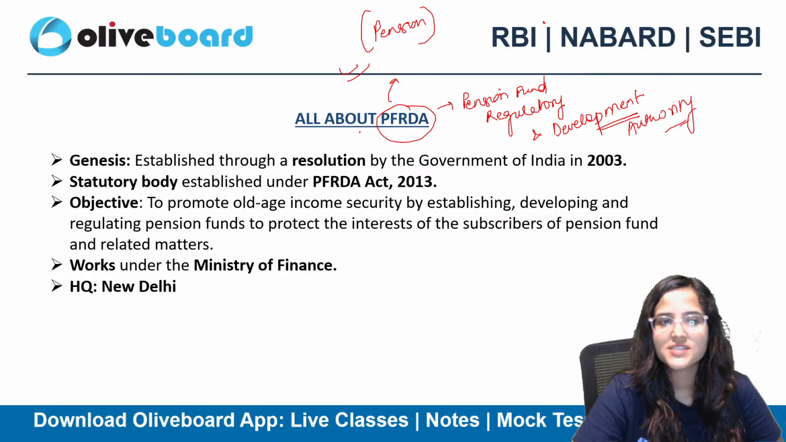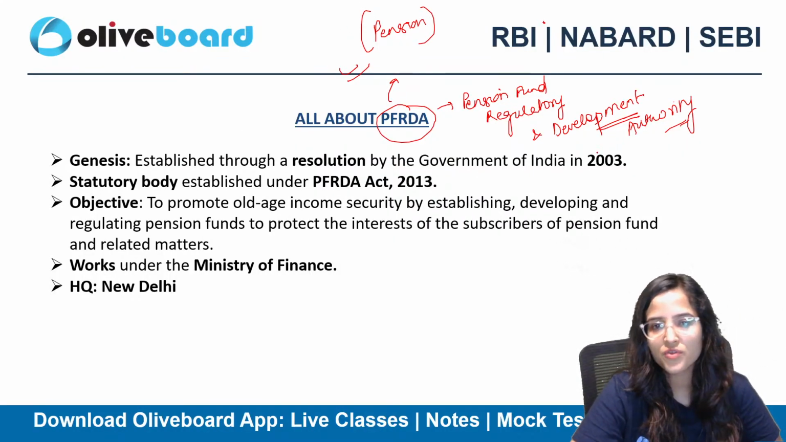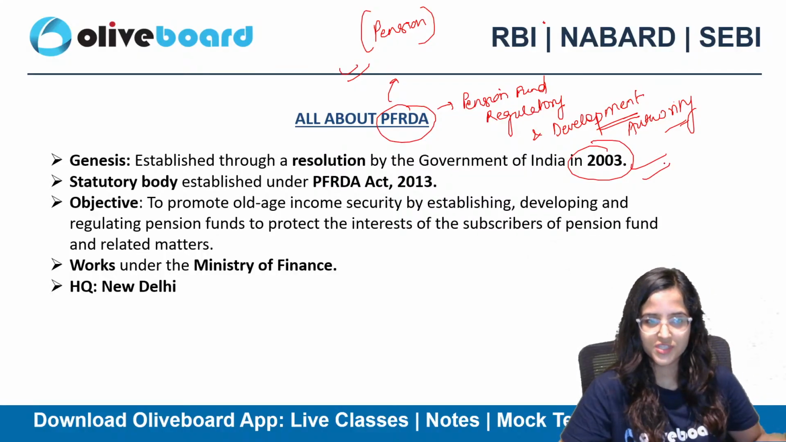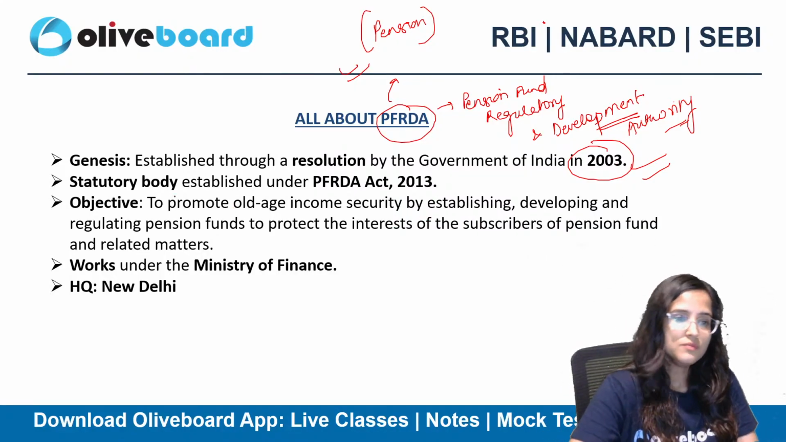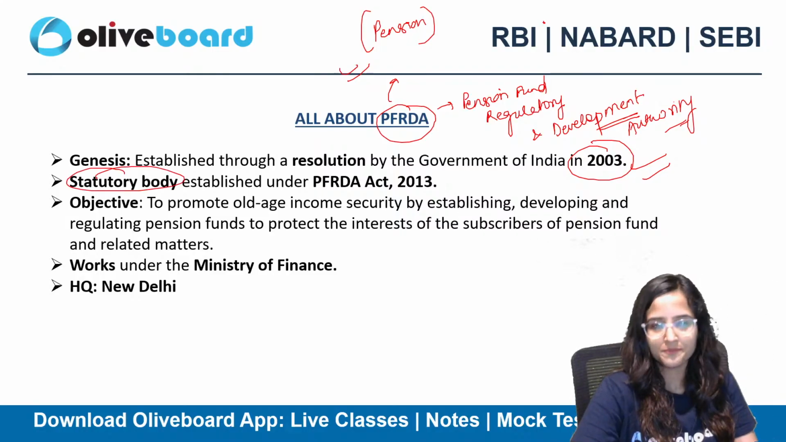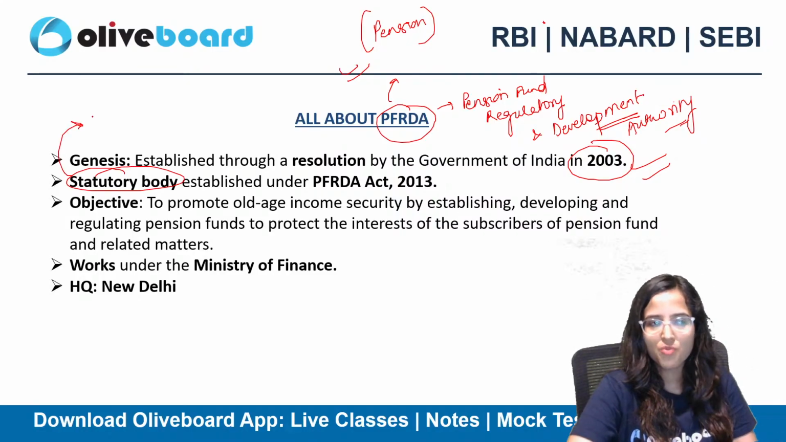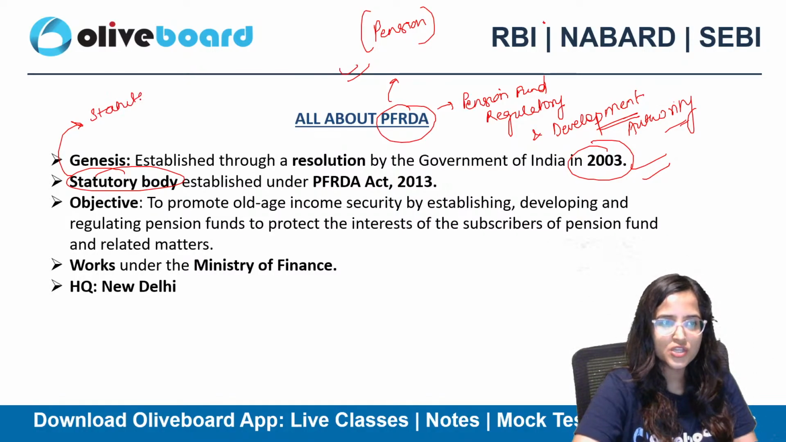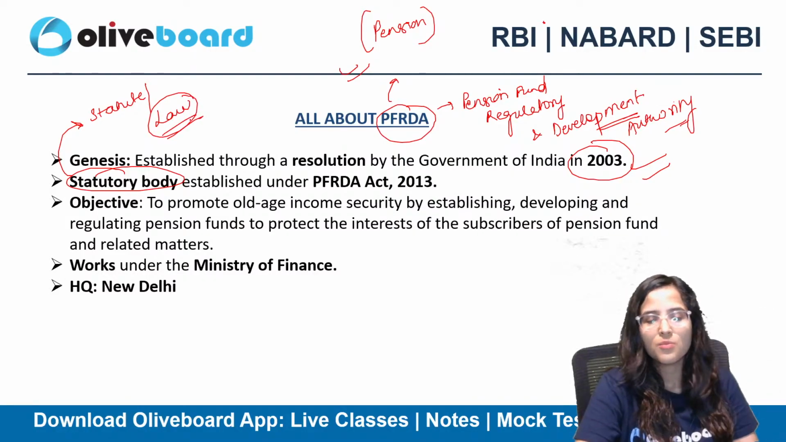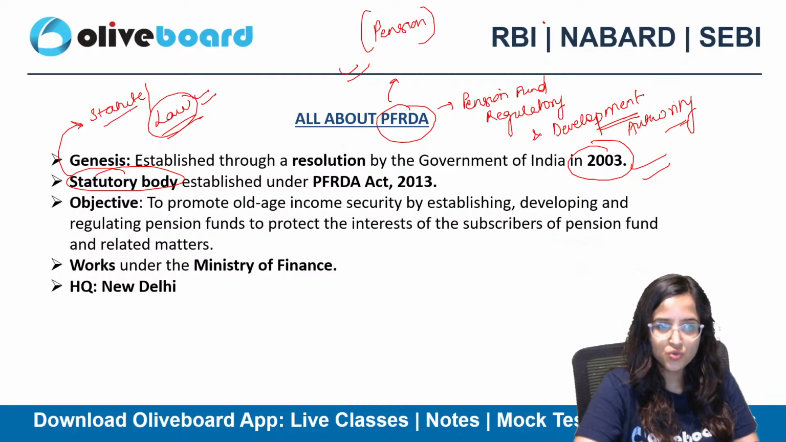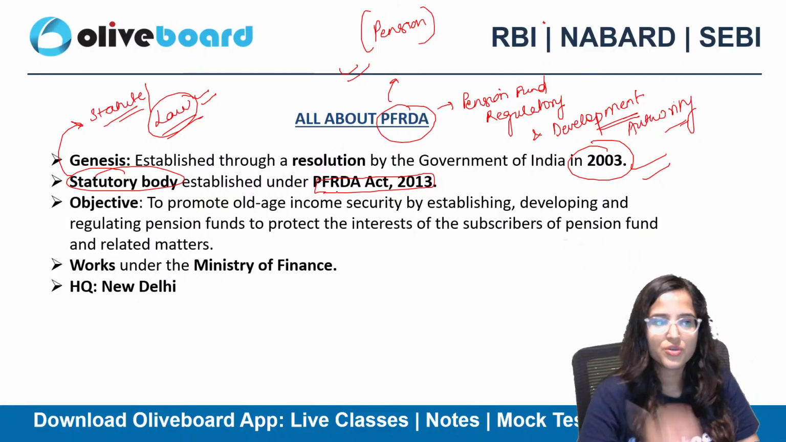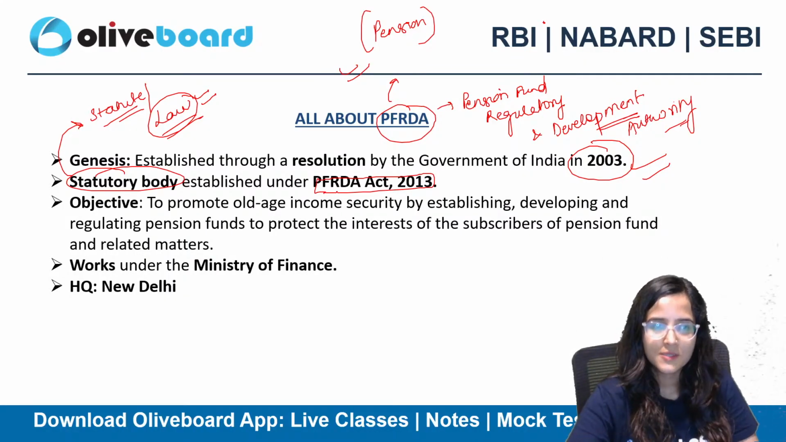Okay, it was established through a resolution by the government of India in 2003. This is called a statutory body. Why is it called a statutory body? Because it has been made by a statute or a law. When we say that a body or an authority has been made by law or by passing a statute, for example, the PFRDA Act 2013, this statutory body was established under this.